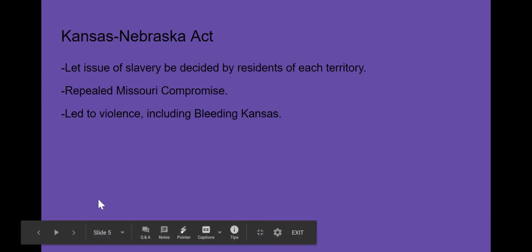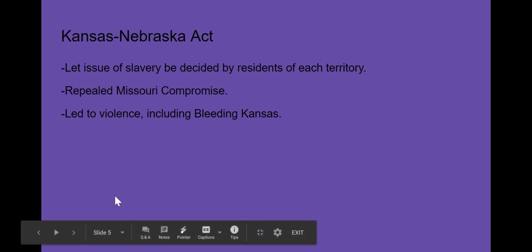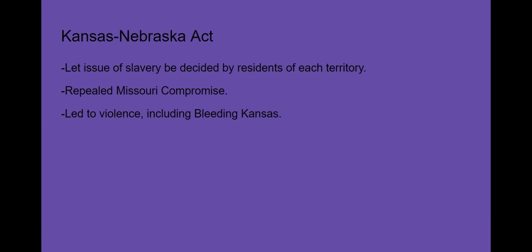Next, a couple years after that, in 1854, you have the Kansas-Nebraska Act, which specifically deals with the issue of slavery in the new territories of Kansas and Nebraska. And this is where popular sovereignty, as I mentioned, kicks in. Basically, what the Kansas-Nebraska Act did was it let the people that lived in these new territories decide the issue of slavery for themselves.